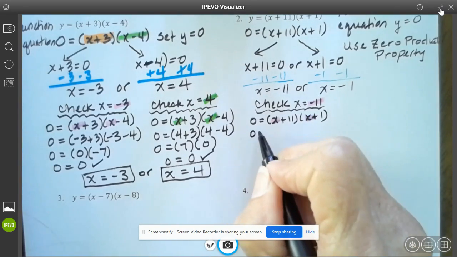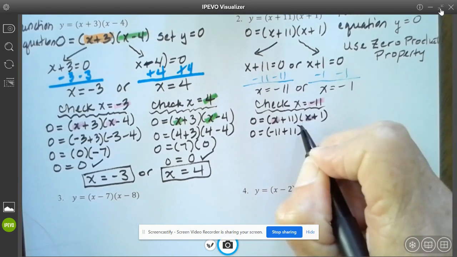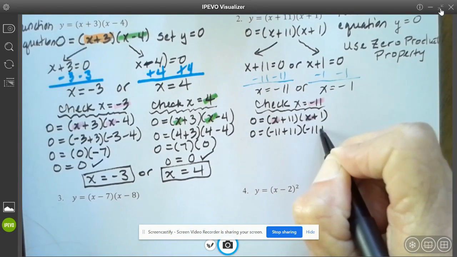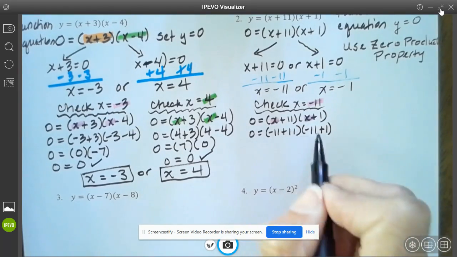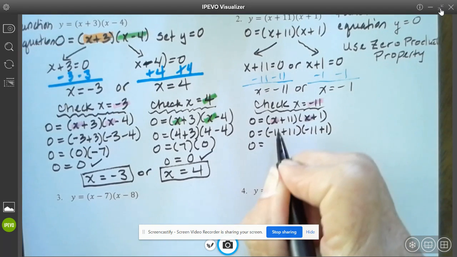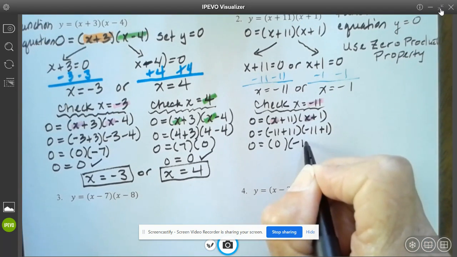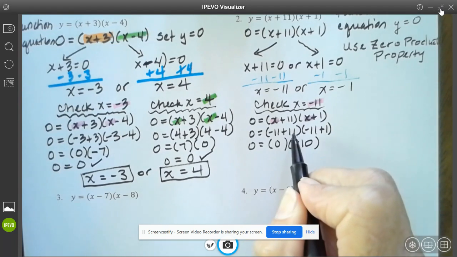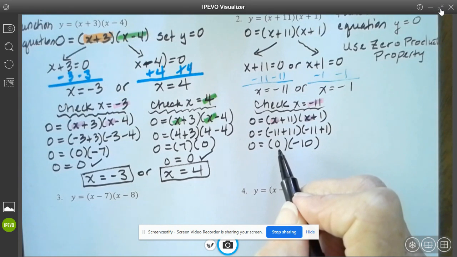So you have 0 equals negative 11 plus 11 times negative 11 plus 1. Now the zero product property says only one of these numbers, after we substitute the x in, has to go to 0. So negative 11 plus 11 are opposites. That does equal 0. Hey, I'm done. I'm free and clear if I did everything right.